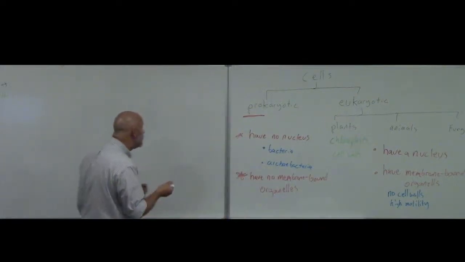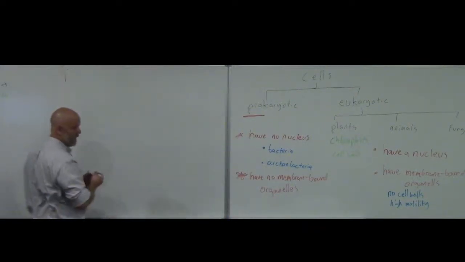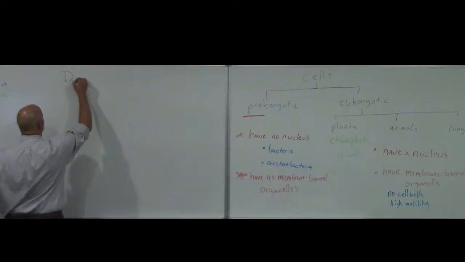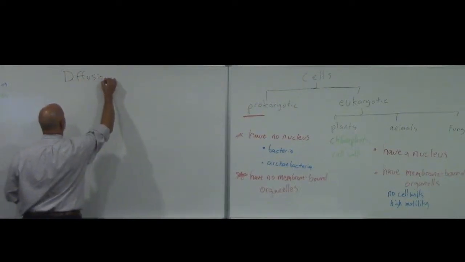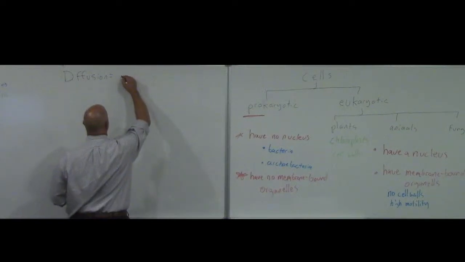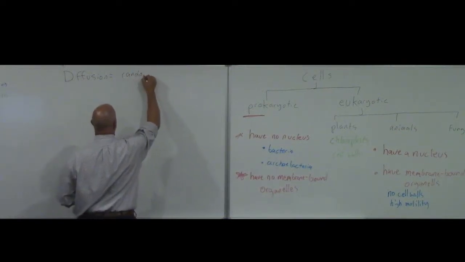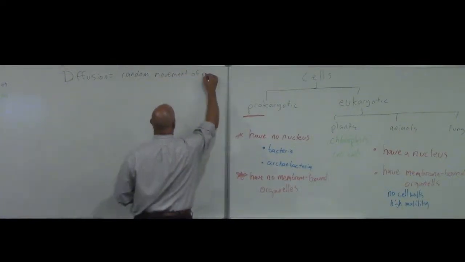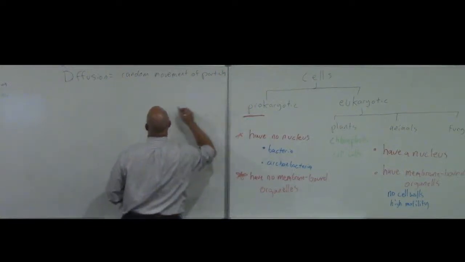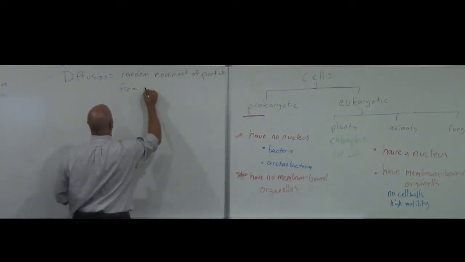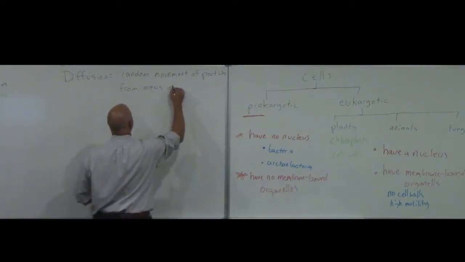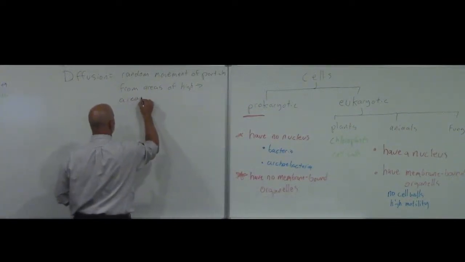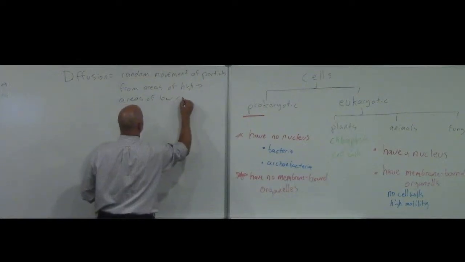So, diffusion. We talked about that, right? What is diffusion? No? Okay, diffusion is the random movement of particles from areas of high to areas of low concentration.